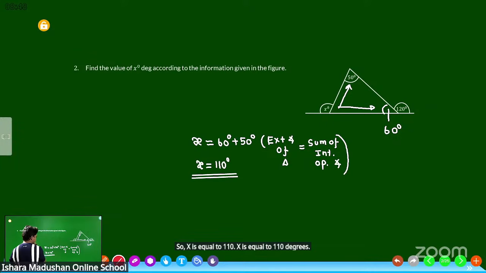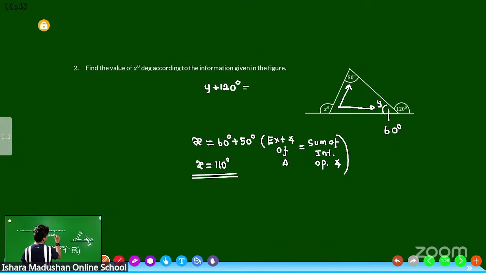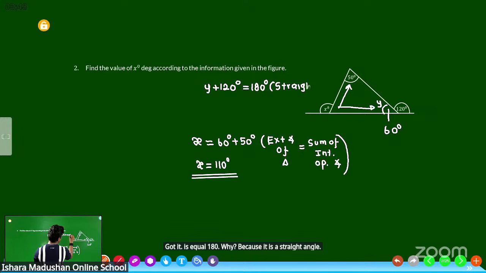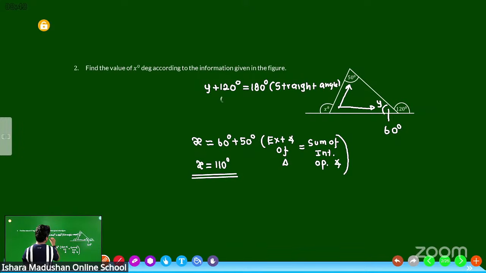All right? Let me show you how I found this as well. I take y, and y plus 120 is equal to 180. Why? Because it is a straight angle. So y is equal to 180 minus 120. So it is 60 degrees.